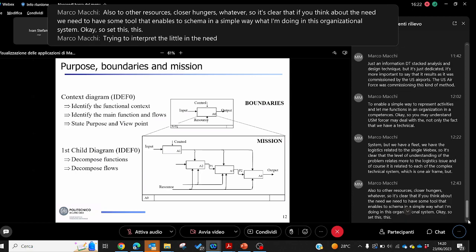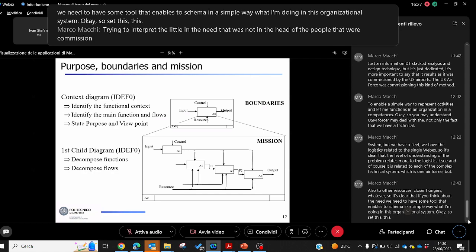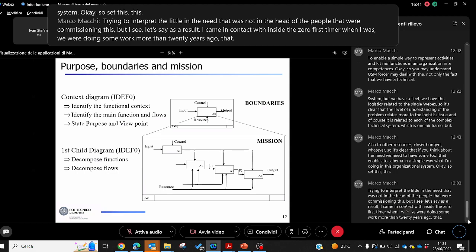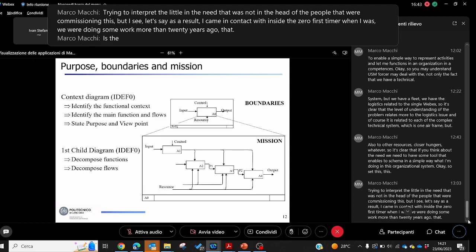Said this, I'm just trying to interpret the need a little bit. I was not in the head of the people who were commissioning this, but I see it as a result. I came in contact with IDEF0 the first time when we were doing some work more than 20 years ago with NIST, the US National Institute of Standards and Technology.